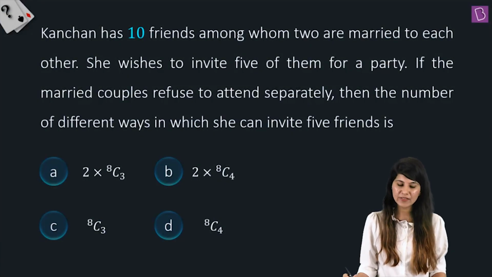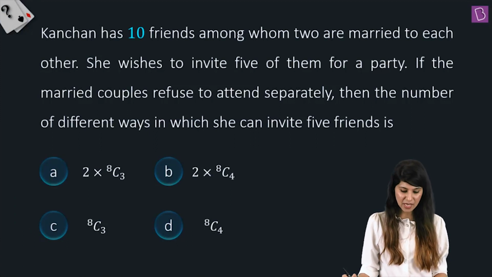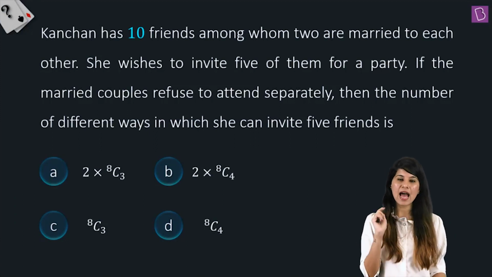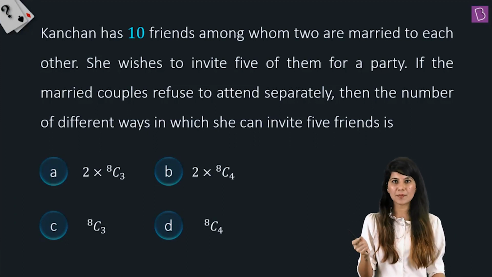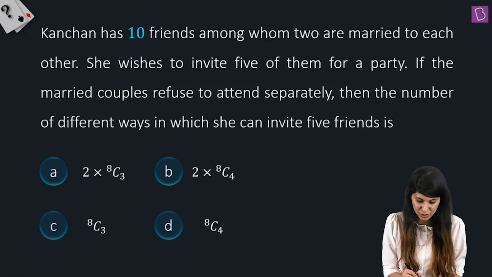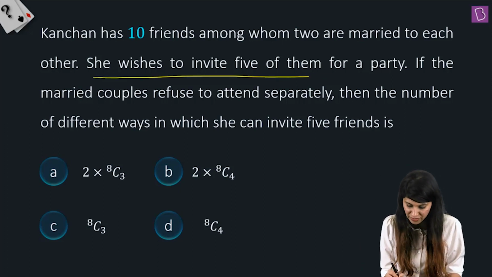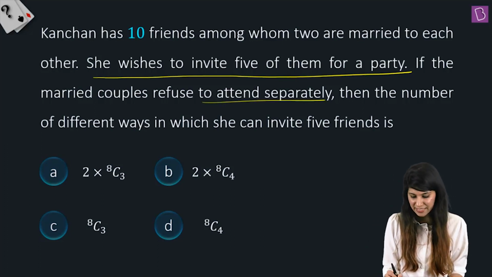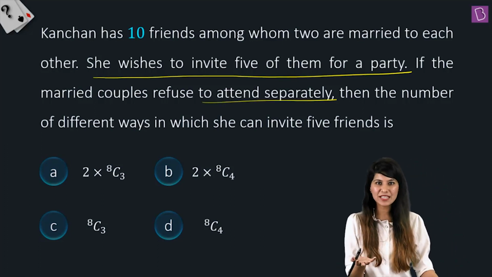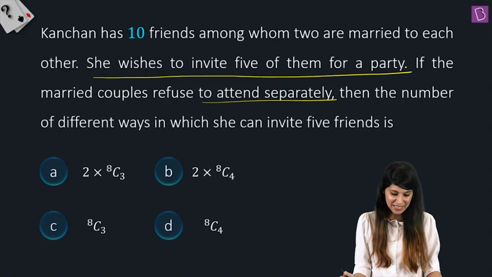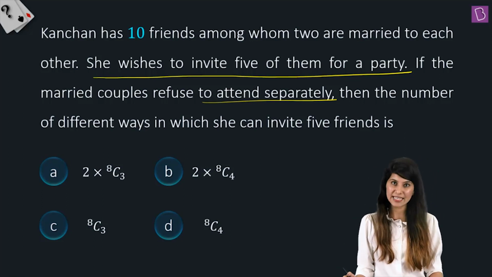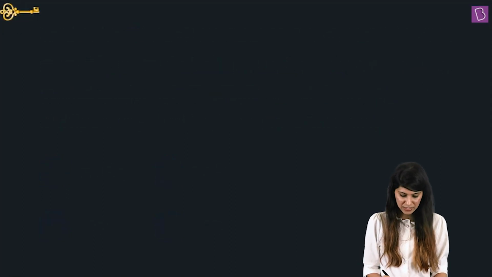In this question, it is given that Kanchan has 10 friends among whom 2 are married to each other. That means out of 10 friends, 8 are single and 2 are forming a couple. That means one couple is there. She wishes to invite 5 of them for a party. If the married couple refuse to attend separately, obviously they will want to attend together. Then the number of different ways in which she can invite 5 friends is. Okay. So that we need to answer.